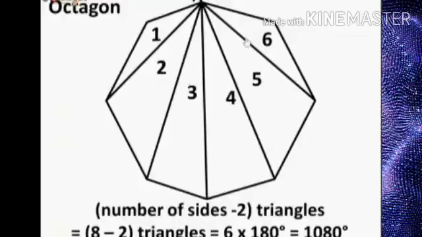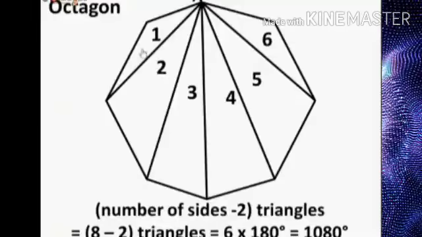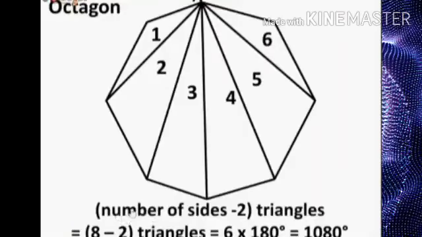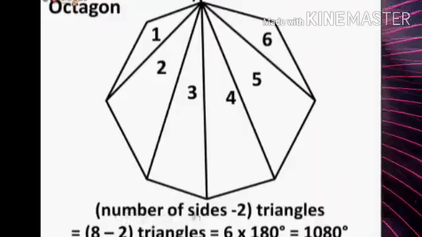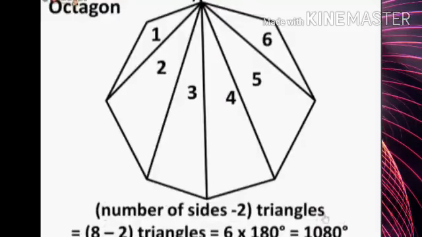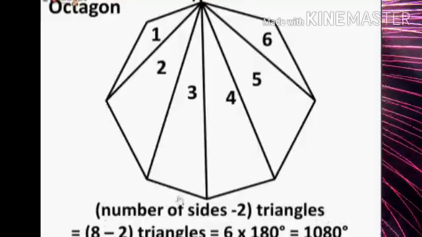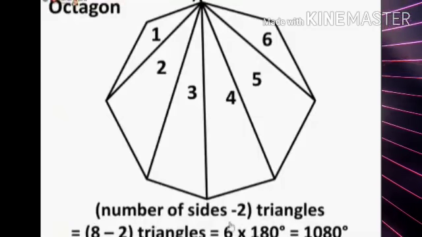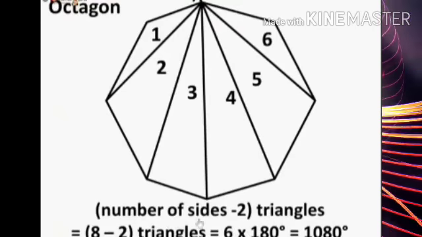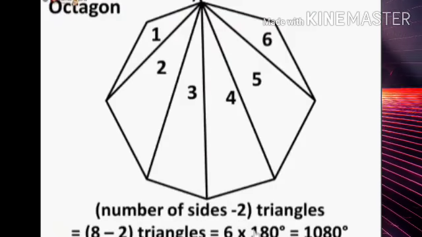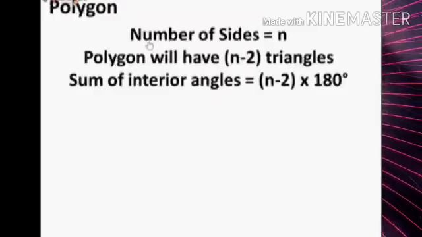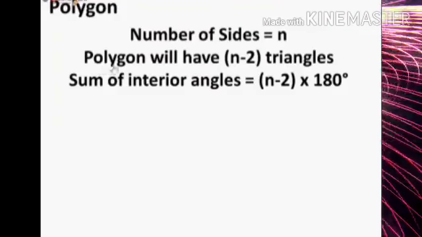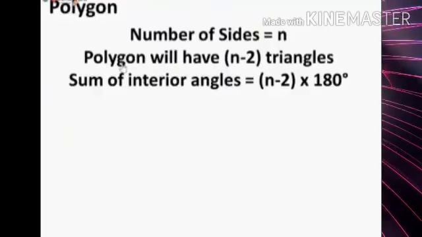Similarly, an octagon, it has 8 sides. 8 minus 2 is equal to 6. So it can be divided into 6 triangles. And the sum of the angles of an octagon will be equal to 6 into 180 degree. That is equal to 1080 degree. Isn't this observation great? To find the number of triangles in which a figure can be divided, we just need to subtract 2 from the number of sides.